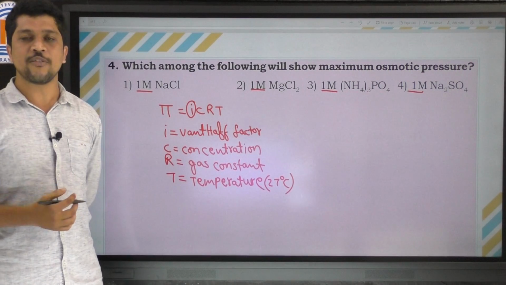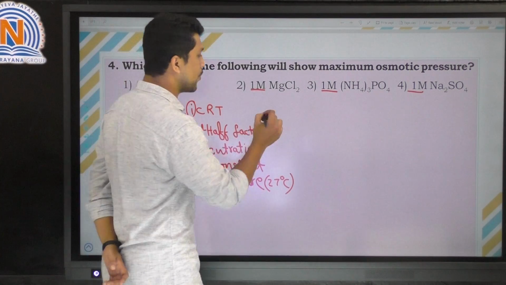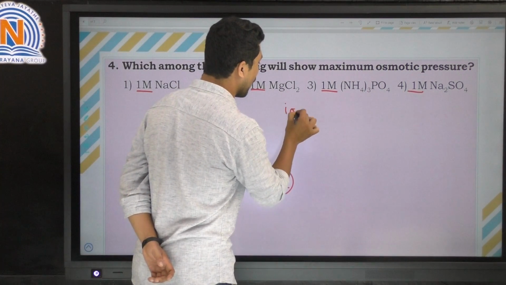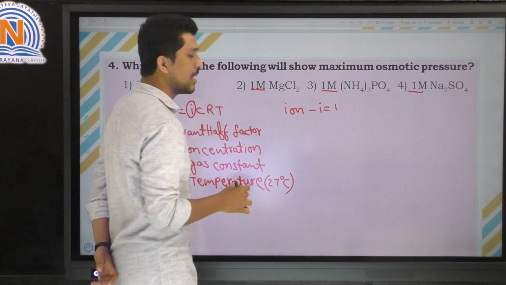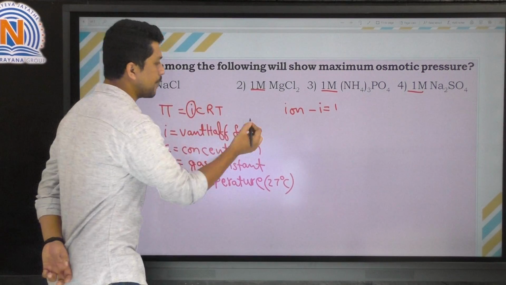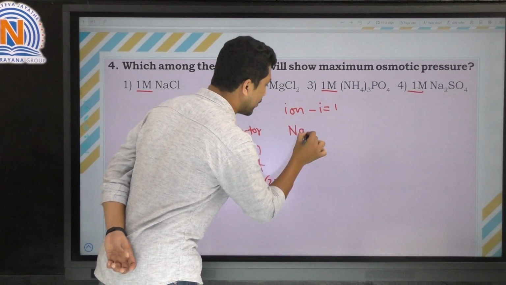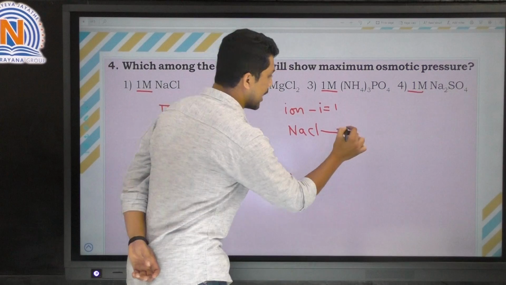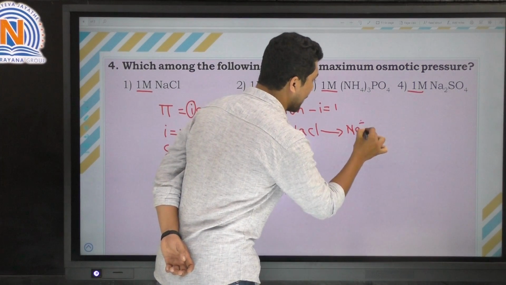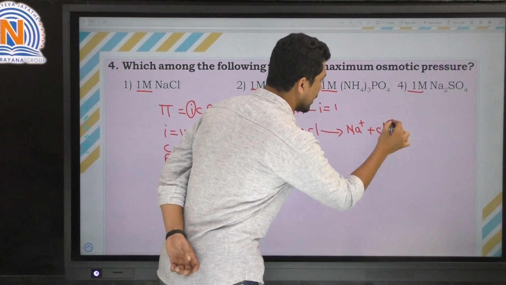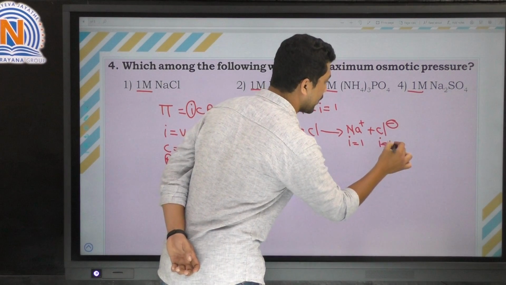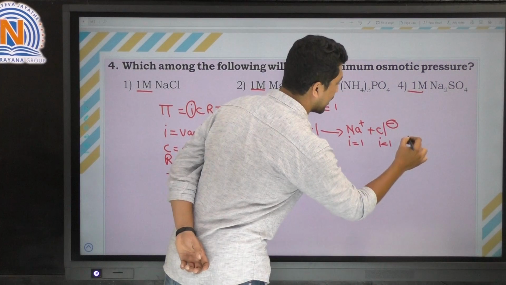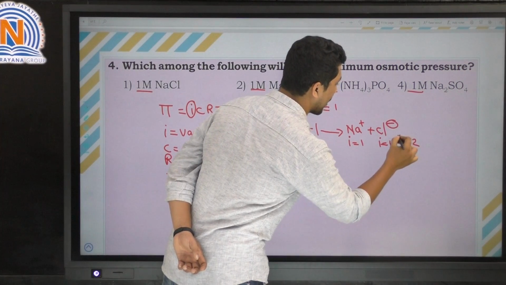For each ion, the van't Hoff factor is 1. For example, NaCl will dissociate into Na+ and Cl-. This has van't Hoff factor 1 and this has van't Hoff factor 1, so the total van't Hoff factor equals 2.